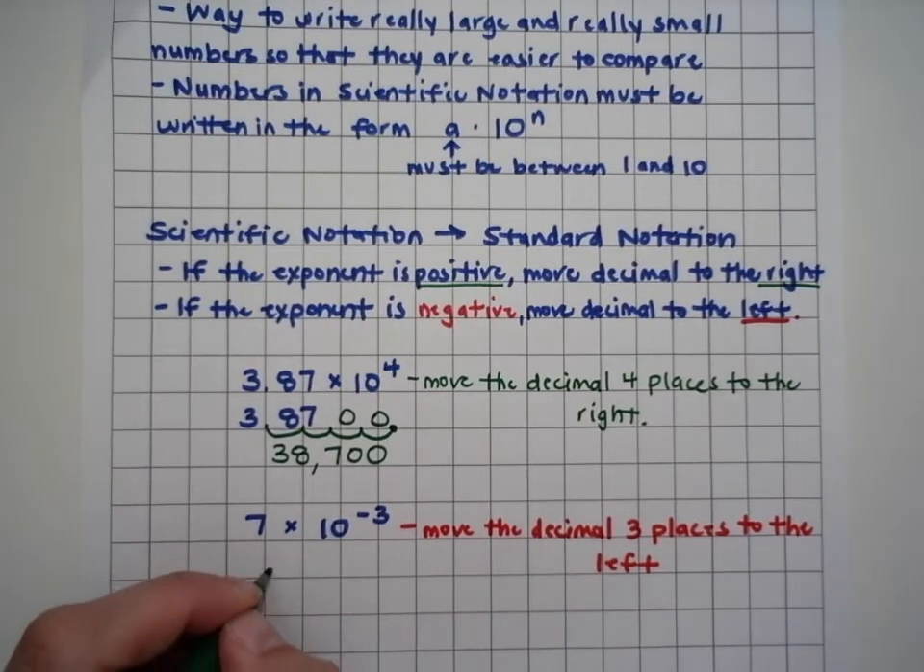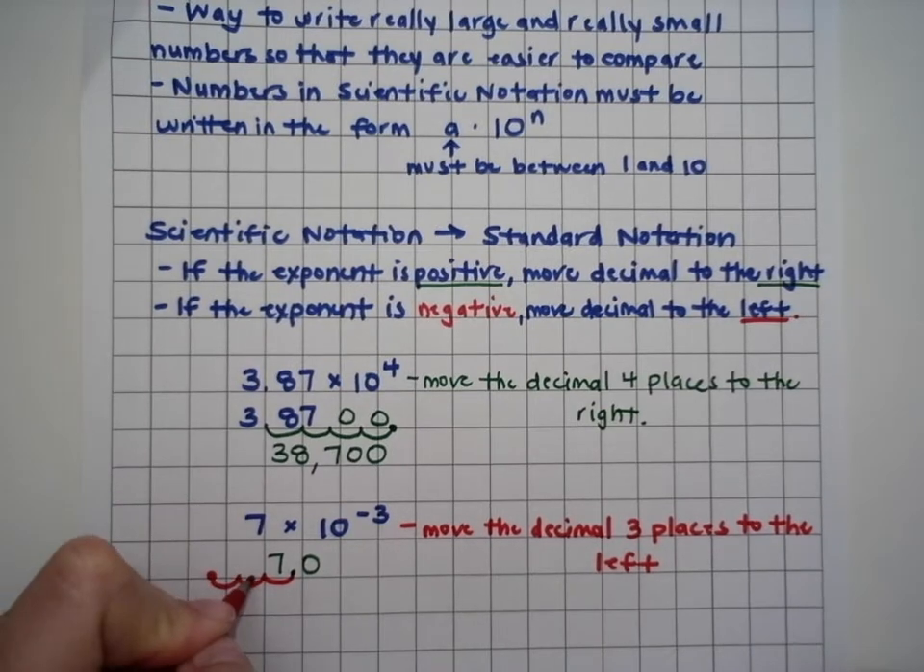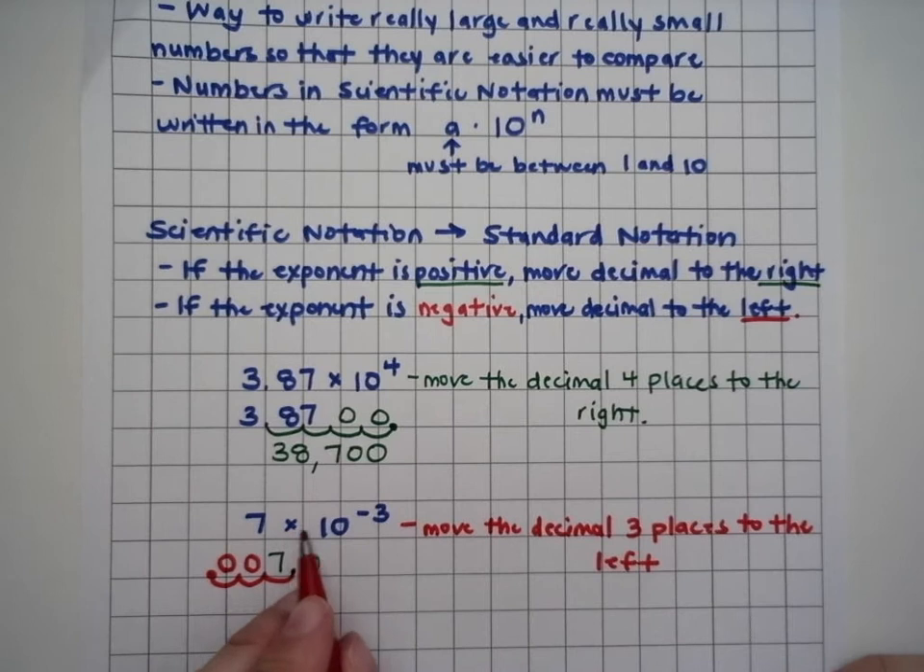Okay, so we have 7, and we're going to write our decimal. It would be 7.0 is another way to write it. And we're going to move the decimal 3 places to the left. So we're going to do 1 little loop, 2, 3, and that's where our decimal is going to be. We don't have a number right here, so we're going to put a 0. And we don't have one right here, so we're going to put another 0. And so 7 times 10 to the negative 3 power is 0.007.